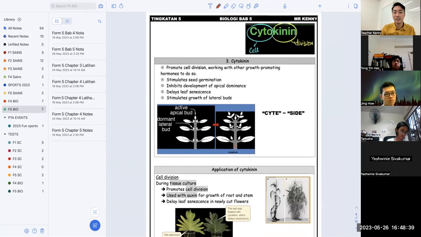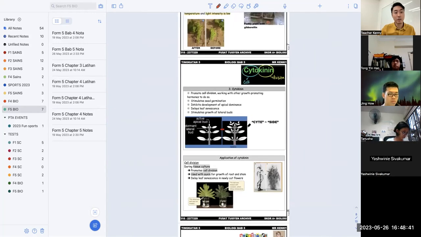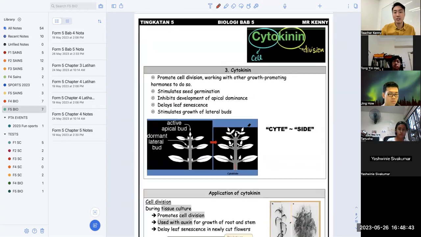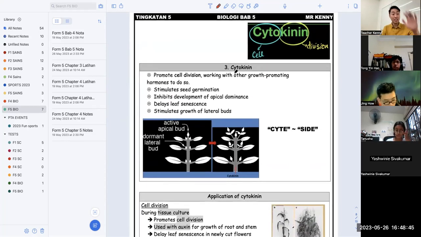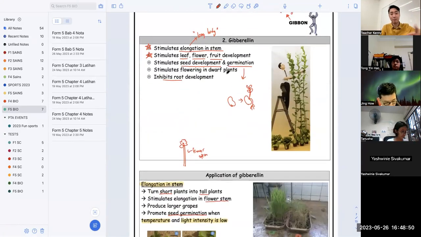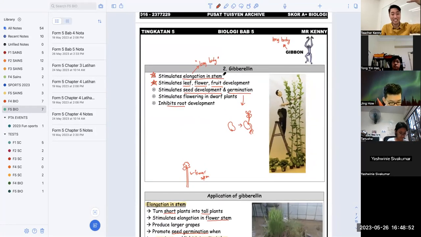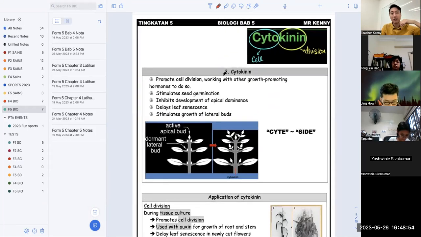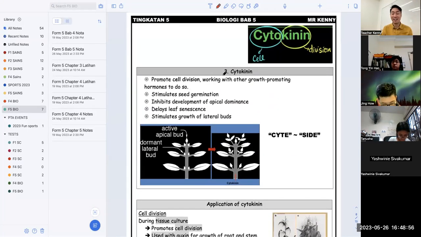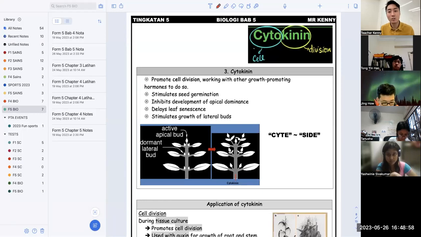Okay. Next one. The last one before you go for a short break. This one is cytokinin. Just now was encouraging, right? This is a long stem, right? Long. Just think of elongation in the stem. Next one, this is also encouraging. The last encouraging one. This is cytokinin.